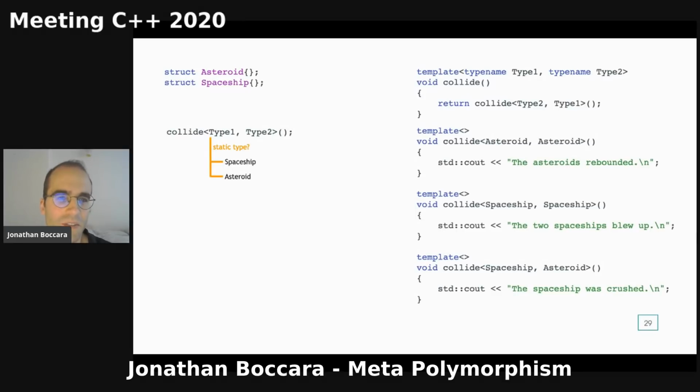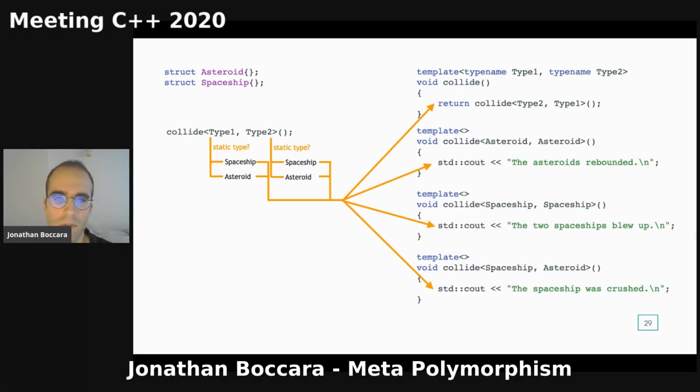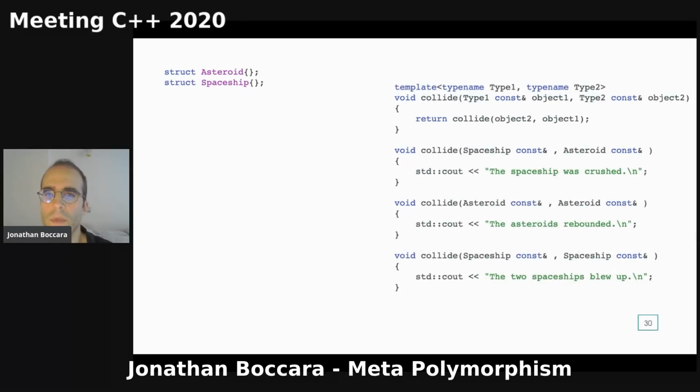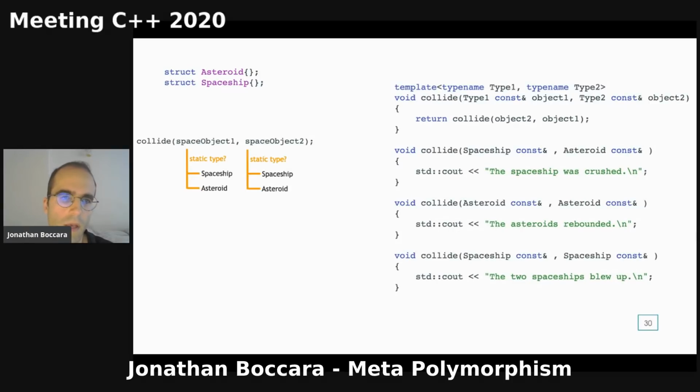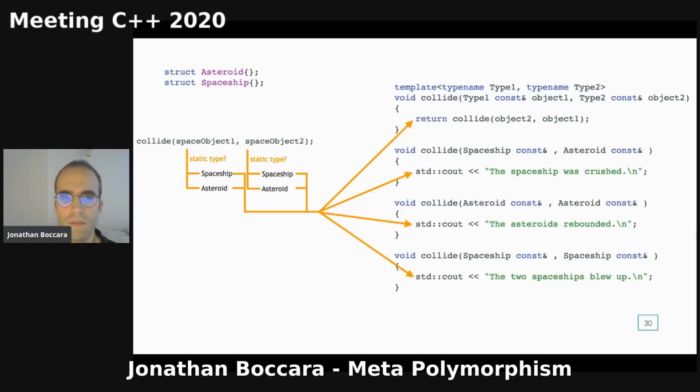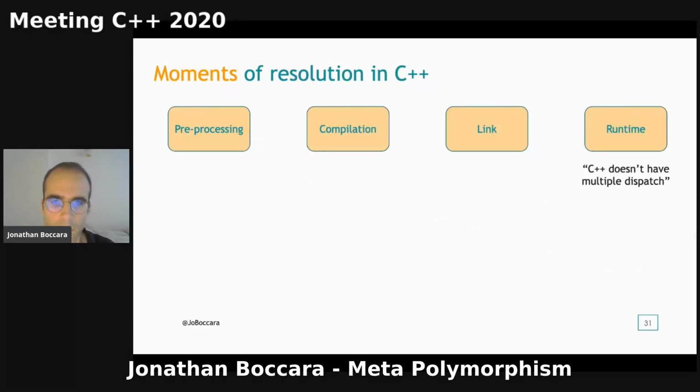Now, if we have a call site with two types, then the compiler would resolve those two static types to make its decision about which code to invoke. And this is double dispatch. So there is double dispatch in C++. Another example: if we use overloading, with the same thing, spaceships and asteroids, and we have a call site that passes two space objects, the compiler would use the two static types of the two objects to make its decision. So it's, again, double dispatch. So there is double dispatch in C++, and there's also multiple dispatch. If we had three or more parameters or template parameters, that would be the same thing. So we have multiple dispatch with templates, and multiple dispatch with overloads.